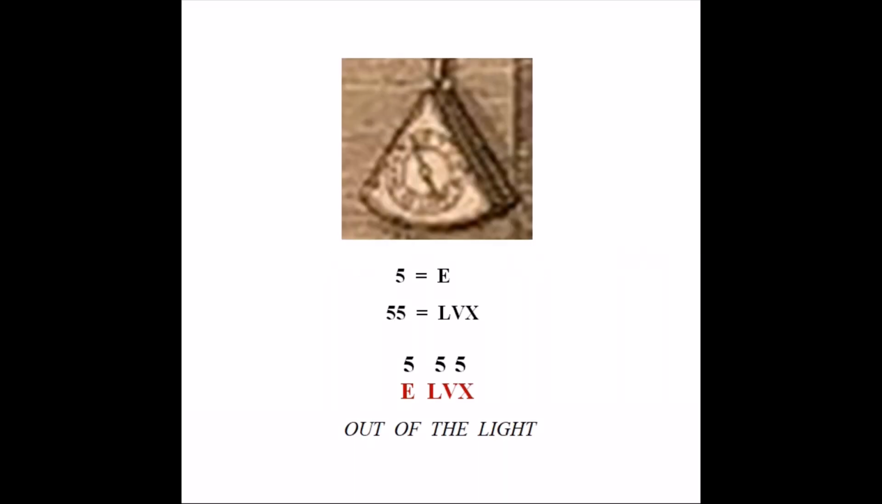I mentioned earlier that the letter E is equal to 5. If Lux is equal to 55, then 555 can be E Lux. In Latin, the translation of E Lux is "out of the light," which is similar to the Fiat Lux or Let There Be Light codes I found in the sonnets and the first page of Genesis in the King James Bible. Is 555 a Rosicrucian cipher, another signal to the Brotherhood? I don't know, I'm speculating.